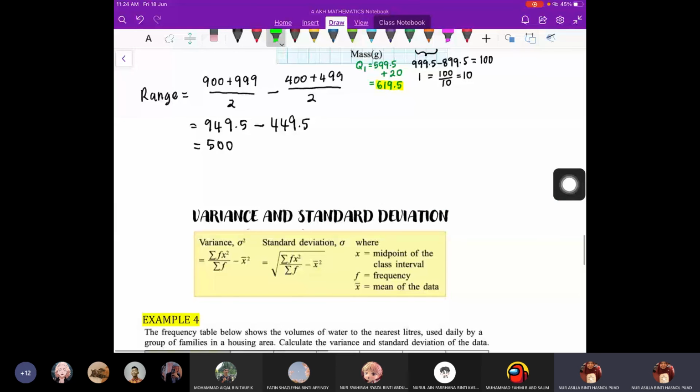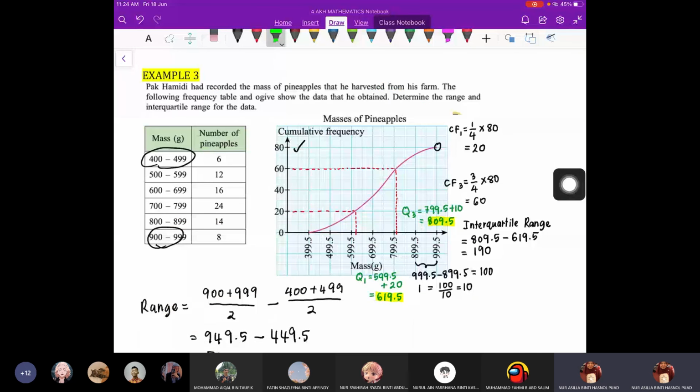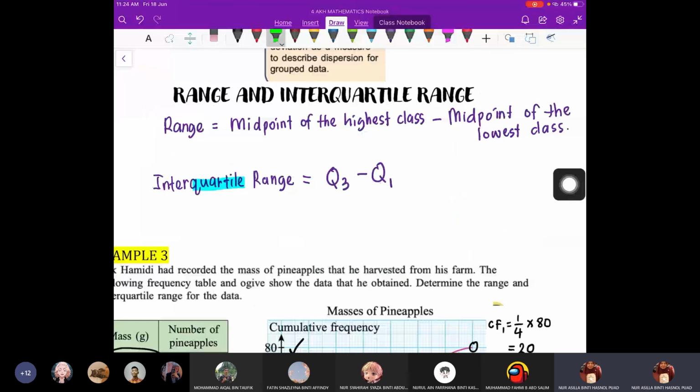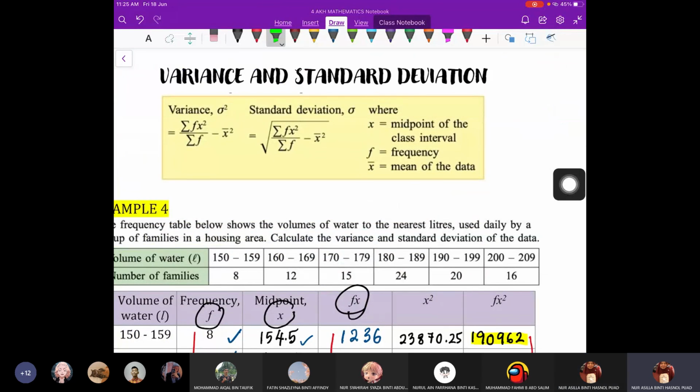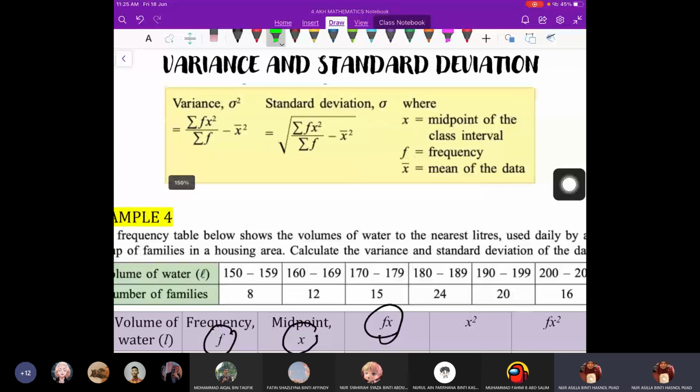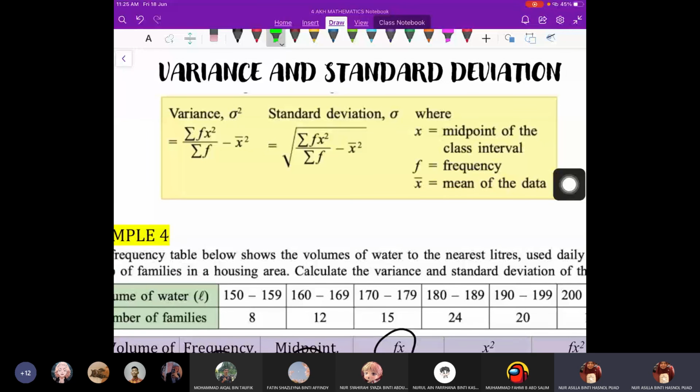Okay. So kita dah belajar about range and interquartile range. So please remember, formula of range is just the midpoint of the highest class minus the midpoint of the lowest class. And the interquartile range is the third quartile minus first quartile. Okay, and then kita belajar pasal variance and standard deviation. It's just the formula here ada melibatkan midpoint. Okay, so if you want to know what's the difference between variance and standard deviation for group data and ungroup data, just look at your notes. Dia ada similarities supaya kamu mudah ingat.